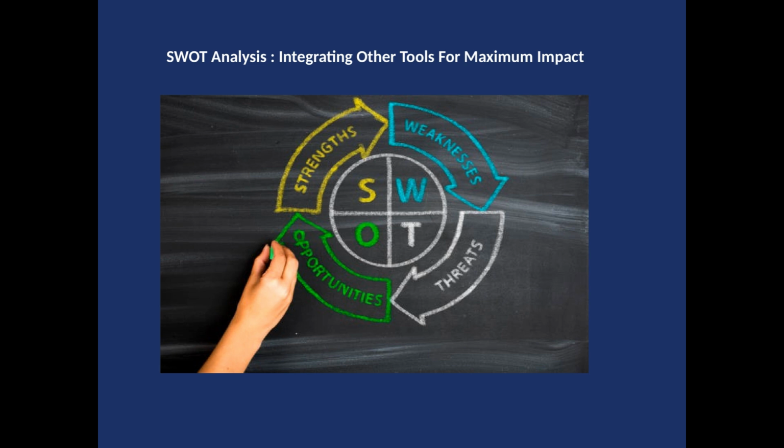Today, we're going to explore how combining SWOT analysis with other strategic tools can help you make better decisions and create a bigger impact. The image you see is a simple representation of SWOT, showing how strengths, weaknesses, opportunities, and threats fit together in a continuous cycle. Understanding each part clearly is essential, but when you integrate other tools alongside SWOT, you can deepen your insights and plan more effectively. Let's dive into how to do this in a practical way throughout the presentation.